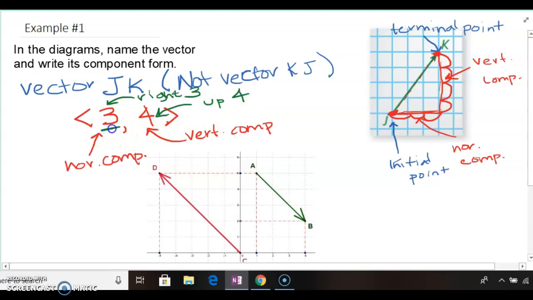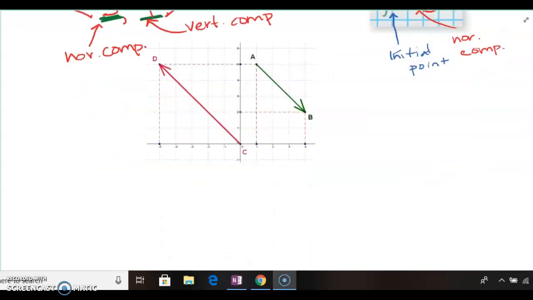So my first one here is left or right. Second one here is up or down. Now if I'm moving left, this would be a negative. If I'm moving down, this would be a negative. And of course, if I'm not moving left or right, it would just be a 0.